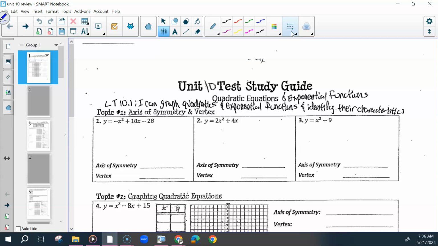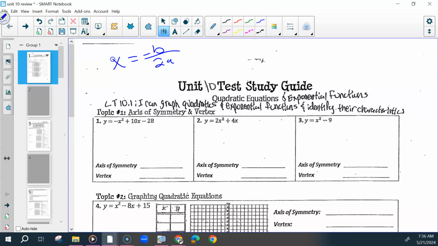So for the first part, you need to be able to show how you found your vertex and axis of symmetry algebraically, or at least the setup of it. The axis of symmetry formula is x equals negative b over 2a.